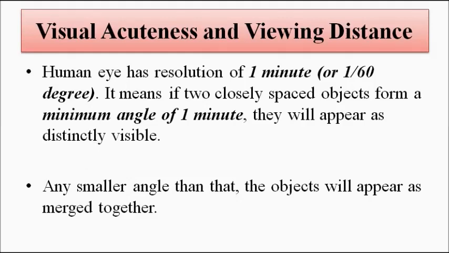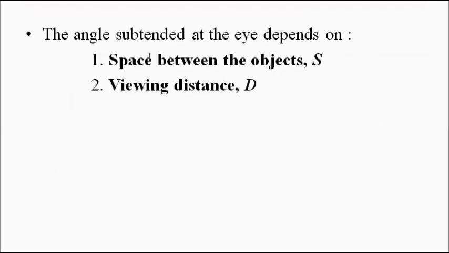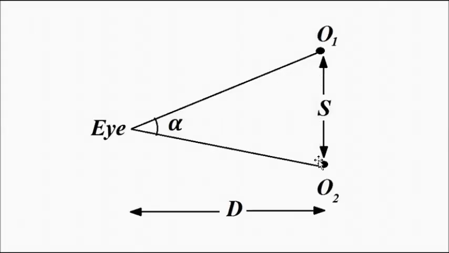Another important thing is the viewing distance. Actually it has two main factors: first, the space between the objects, and second, the viewing distance. Let us say these two objects are points O1 and O2. They have a distance of S between them, and from the eye they have a distance D. So the S by D ratio is very much important. The angle between these two objects should have a minimum value of 1 by 60 degrees, or 1 minute.